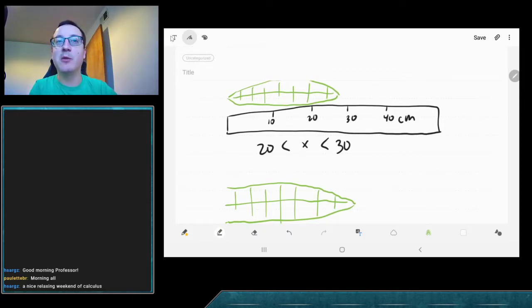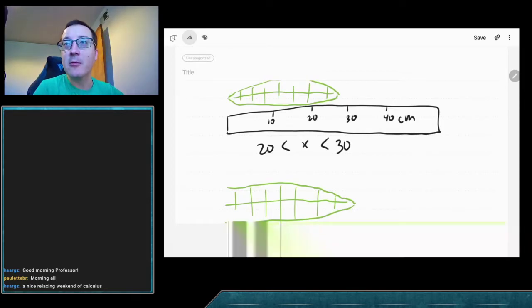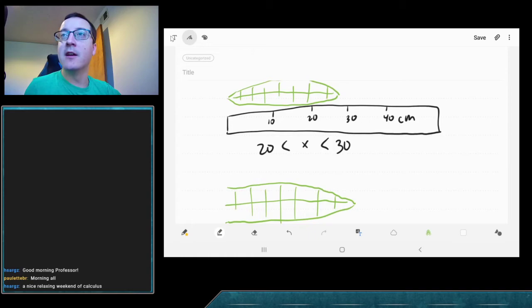is between 20 and 30 centimeters long, right? We can see for sure that the end of that leaf is falling somewhere in between the 20 and the 30. So it's bigger than 20, less than 30. Hopefully that's pretty obvious. Hi, little dude. Stay down there, okay?